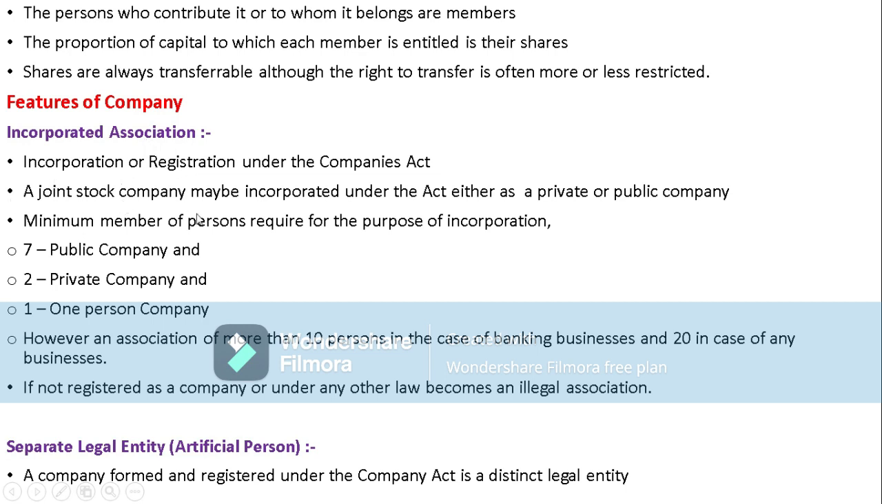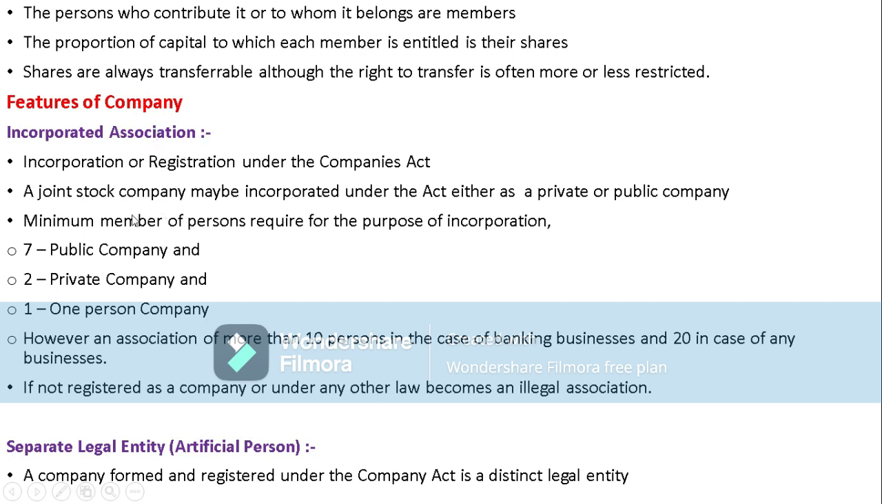And coming to the joint stock company, it may be incorporated under the Act either as a private or public limited company. So after registration of the company, we have to register it as so and so company, for example ABC company. For ABC company, we have to mention whether it is private limited or public limited. So this is another feature involved in the incorporation or registration of a company.